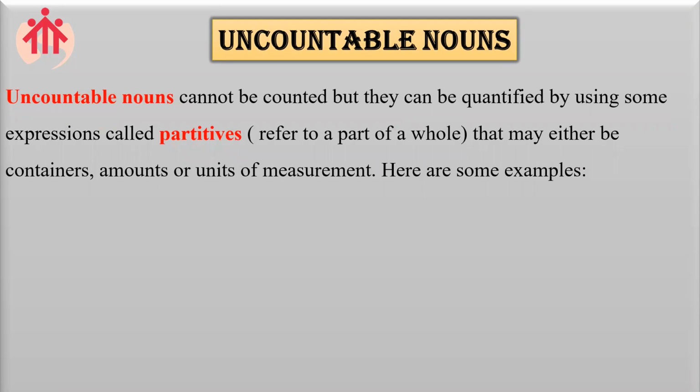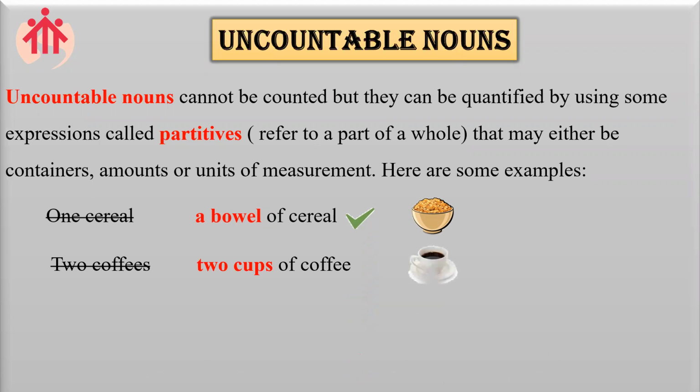Uncountable nouns cannot be counted, but they can be quantified by using some expressions called partitives. Partitives means they refer to a part of a whole that may either be containers, amounts, or units of measurements. Here are some examples of partitives. It's not correct to say 1 cereal, but we say a bowl of cereal. It's not correct to say 2 coffees, but we say 2 cups of coffee.